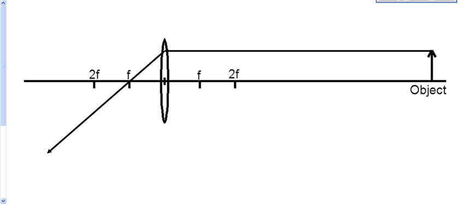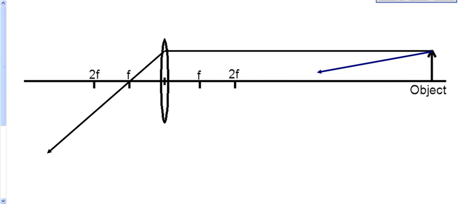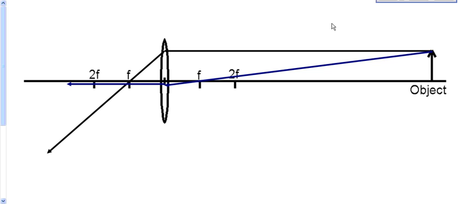Rule number 2, and let's maybe do a different color on this one, is any ray that goes through the focal point right there is then going to come off of there parallel. Sorry.